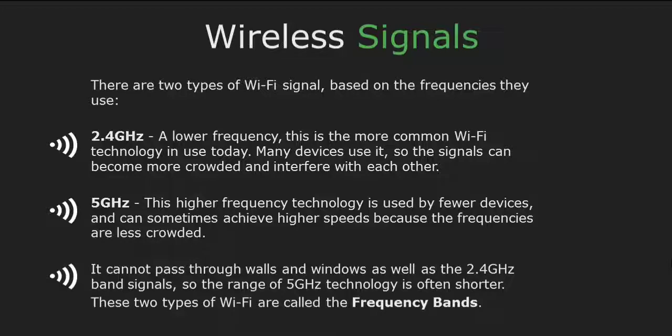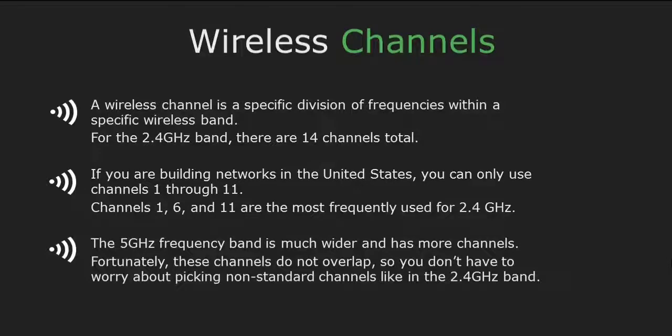You will also need to know what is a wireless channel. For the 2.4 GHz band, there are 14 channels. If you are building networks in the US, you can only use channels 1 through 11. You can also use the 5 GHz frequency band, which is much wider and has more channels. These channels do not overlap, so you don't have to worry about picking non-standard channels like in the 2.4 band.